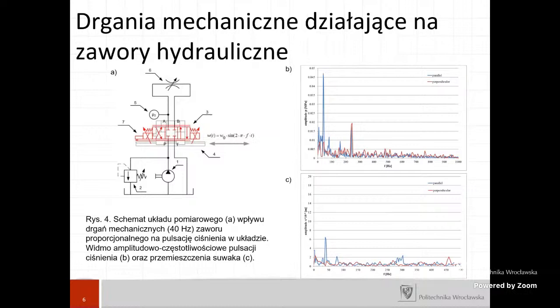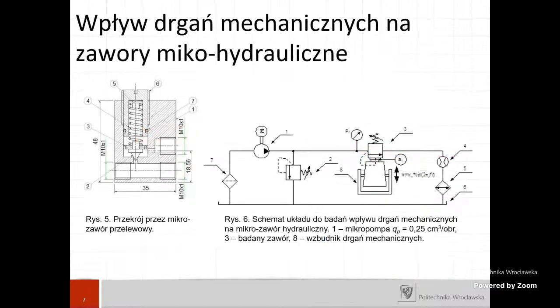Poniżej przedstawiony jest wykres przemieszczenia, widmo przemieszczenia suwaka tego rozdzielacza. I właśnie widać, jak w zakresie tych 40 Hz zaczął się wzbudzać, zaczął drgać ten suwak, powodując właśnie tę pulsację ciśnienia.